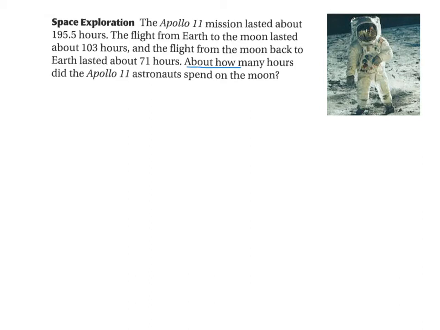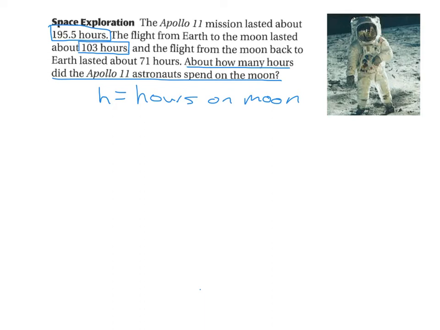As always, we're going to underline the information that we're looking for. About how many hours did they spend on the moon? So I'm going to use H here to represent the unknown amount, and that is hours on the moon. How many hours did they actually spend on the moon? Now, I know that my total length for the trip was 195.5 hours. The flight from Earth to the moon was 103 hours, and the moon back to Earth was 71 hours. So we're putting a box around all of the important numbers.